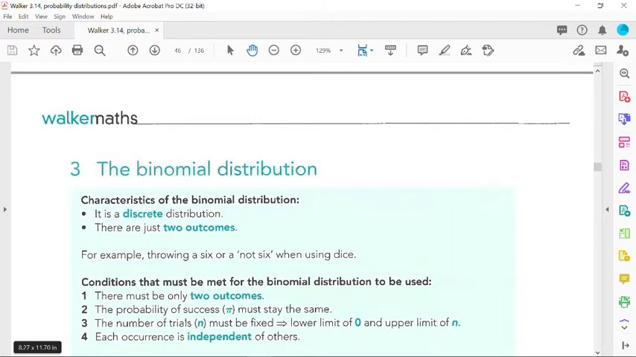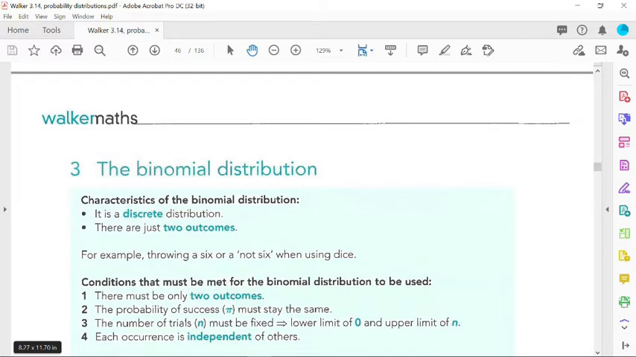So for example, if you throw a 6, or you don't throw a 6, then you throw a not 6, anything else. There can be lots of things that are the not. There are lots of other numbers you could throw, but what we're looking at is either a 6 or not a 6. So don't get confused by the fact that there are more alternatives.